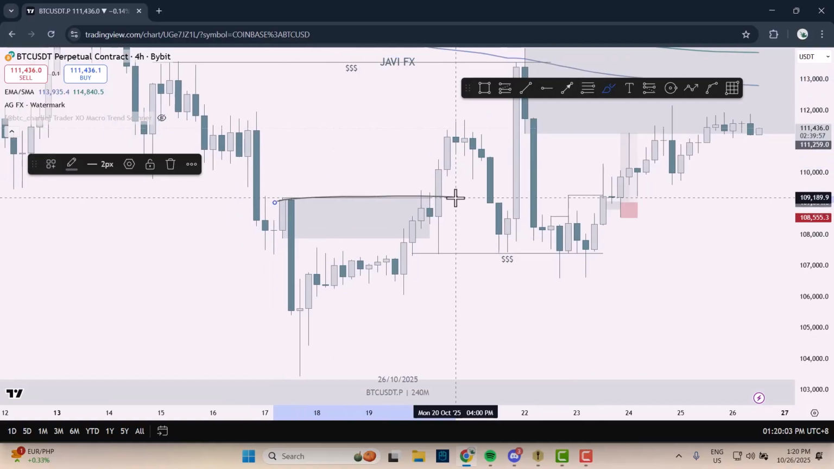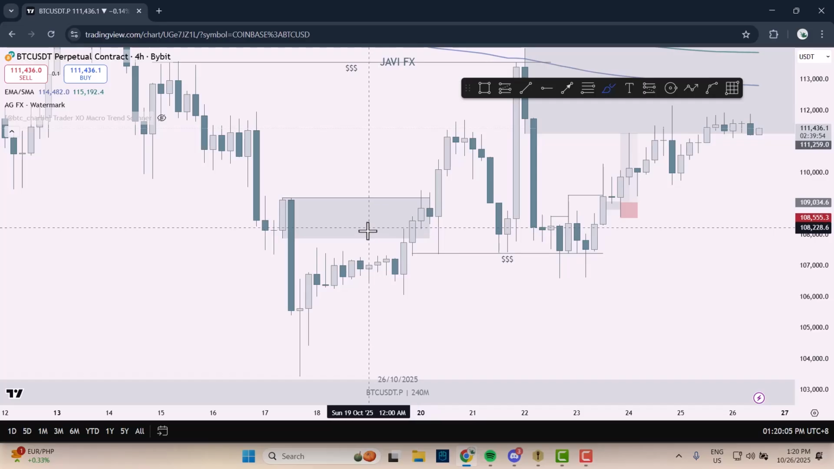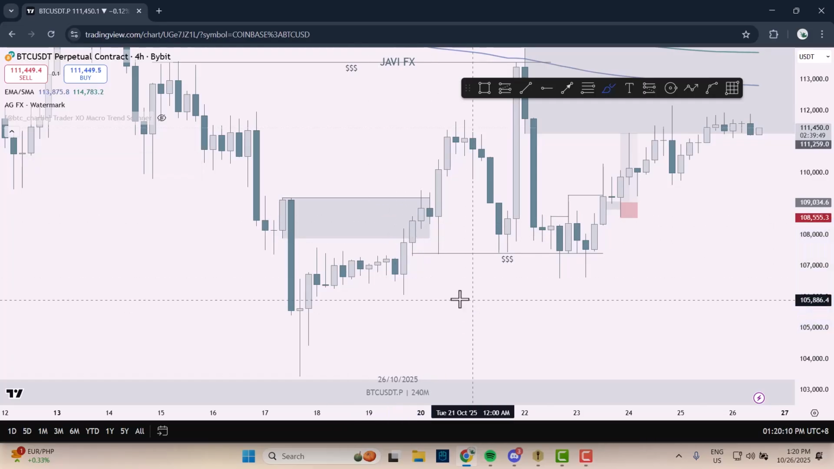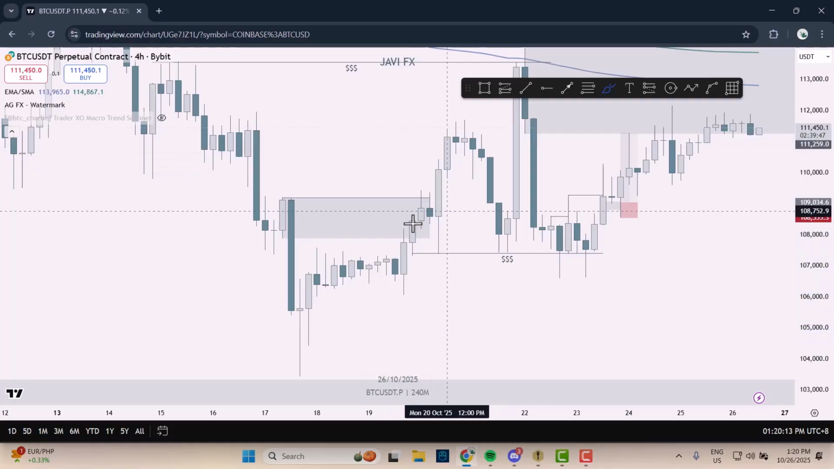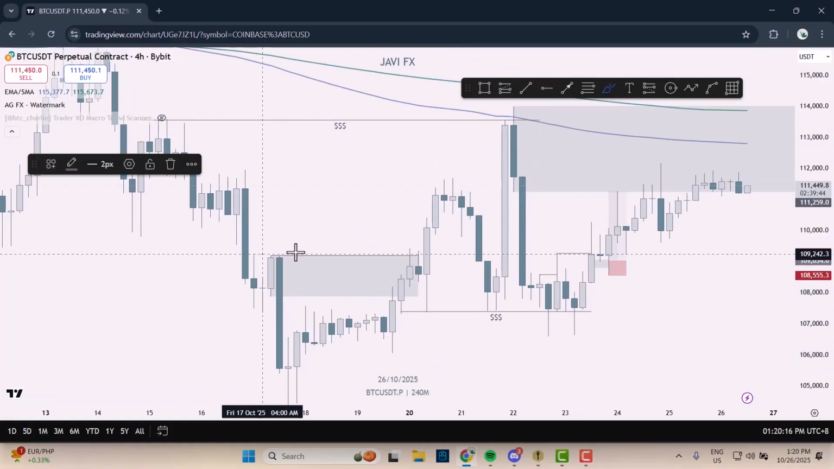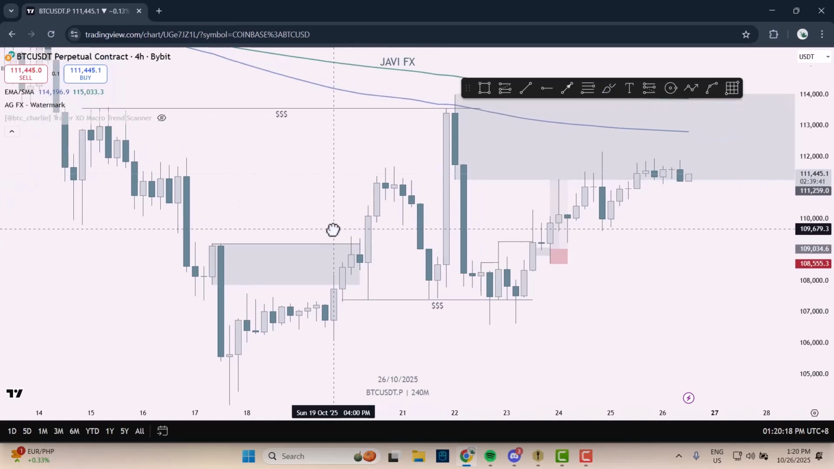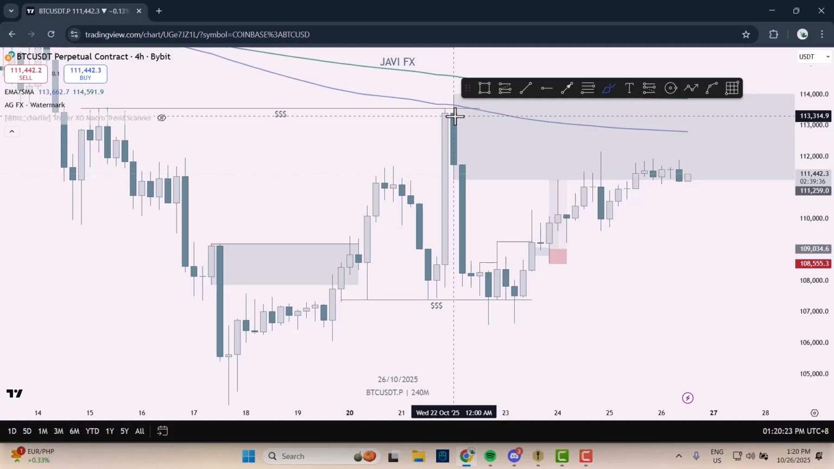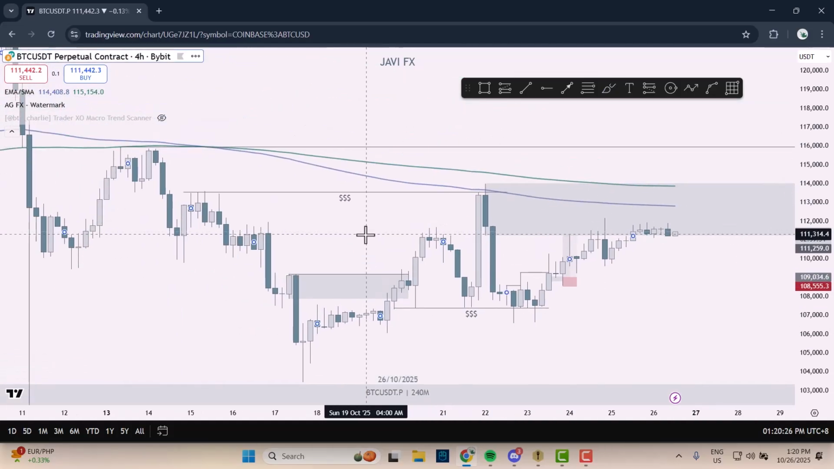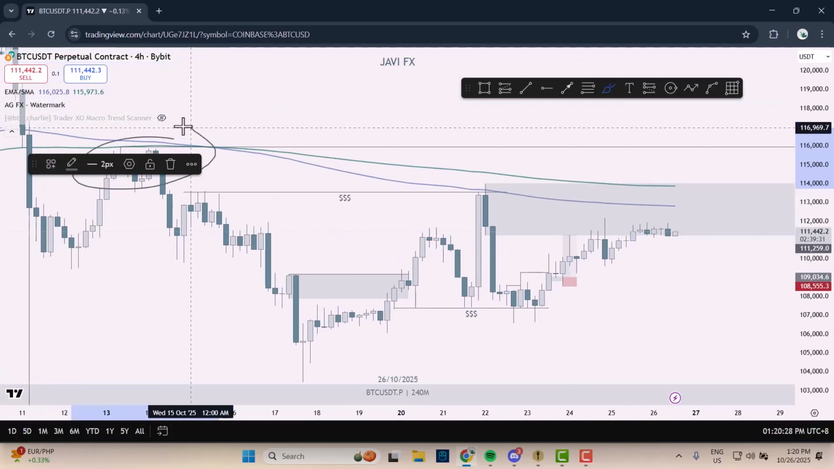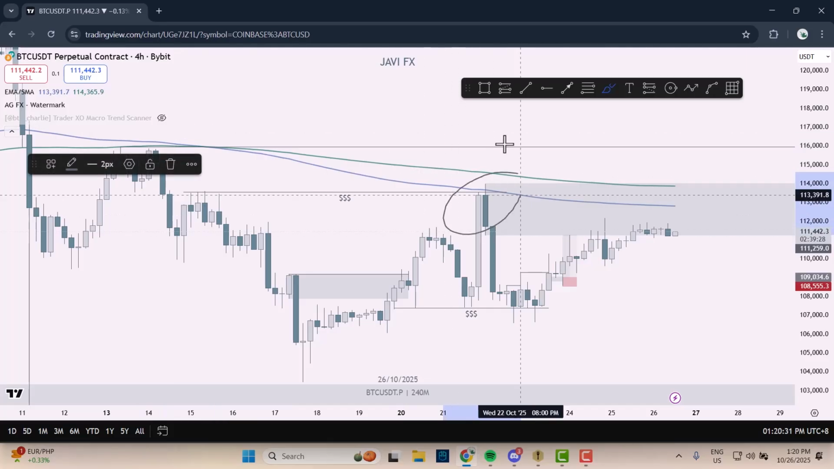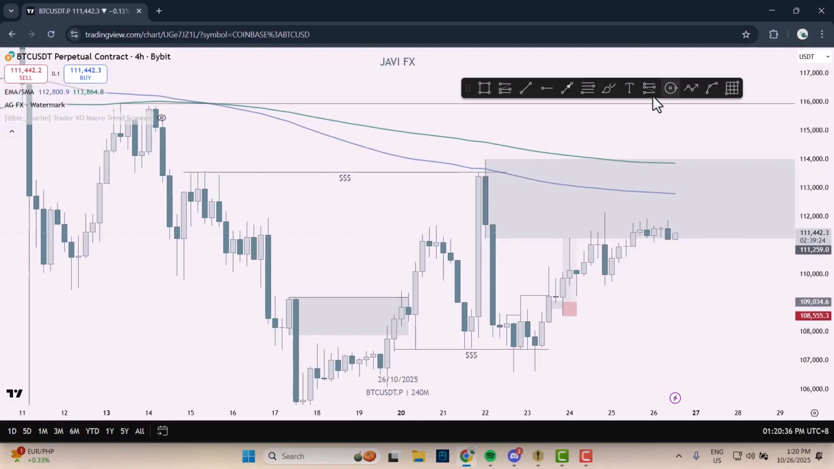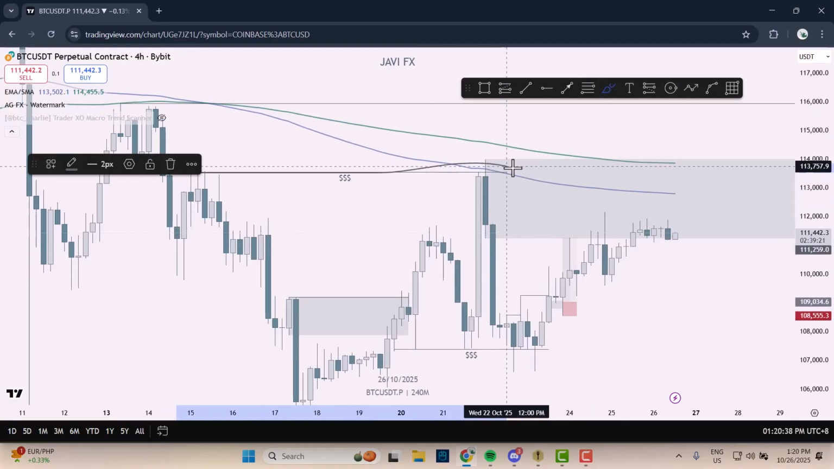We got a break of structure here because the main purpose of a supply zone is to bring price lower. So the fact that we did not go lower means bulls are in control. So break of structure, and then we got a bullish pump. Much like in this area, you're again met with moving average resistance.